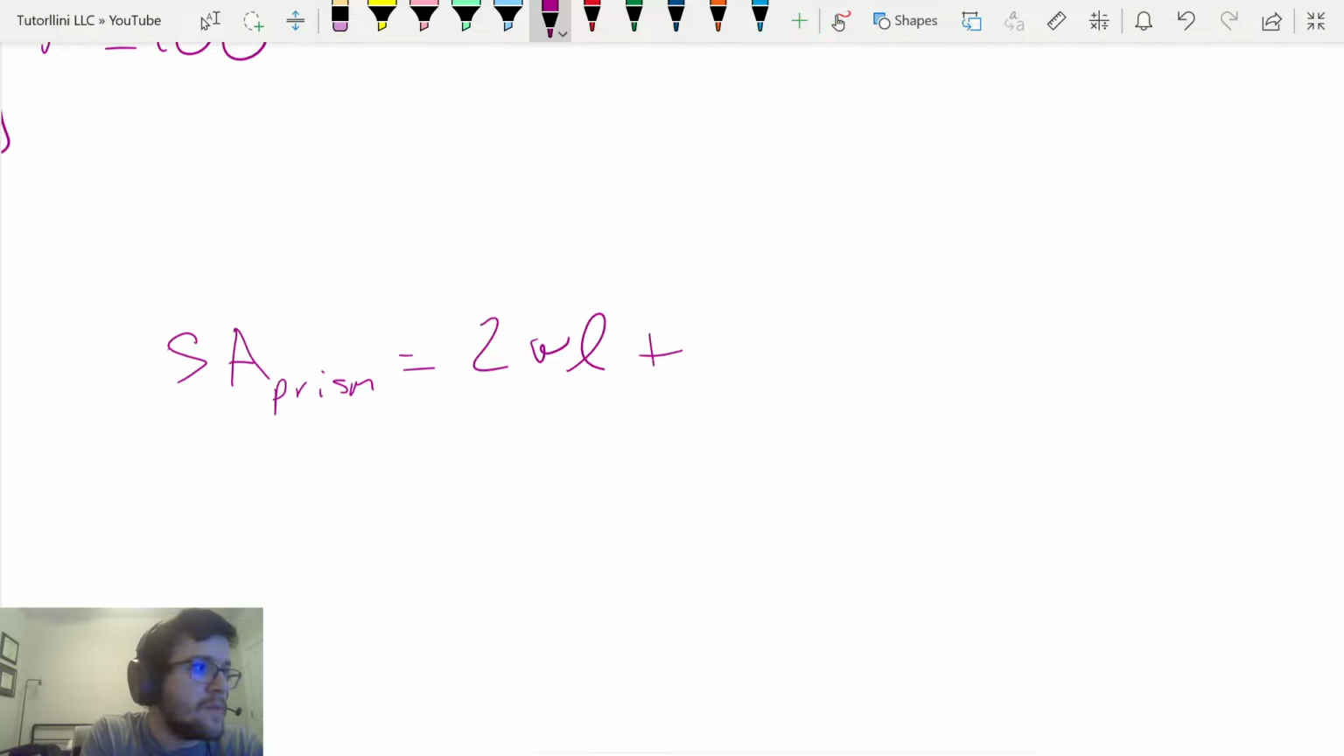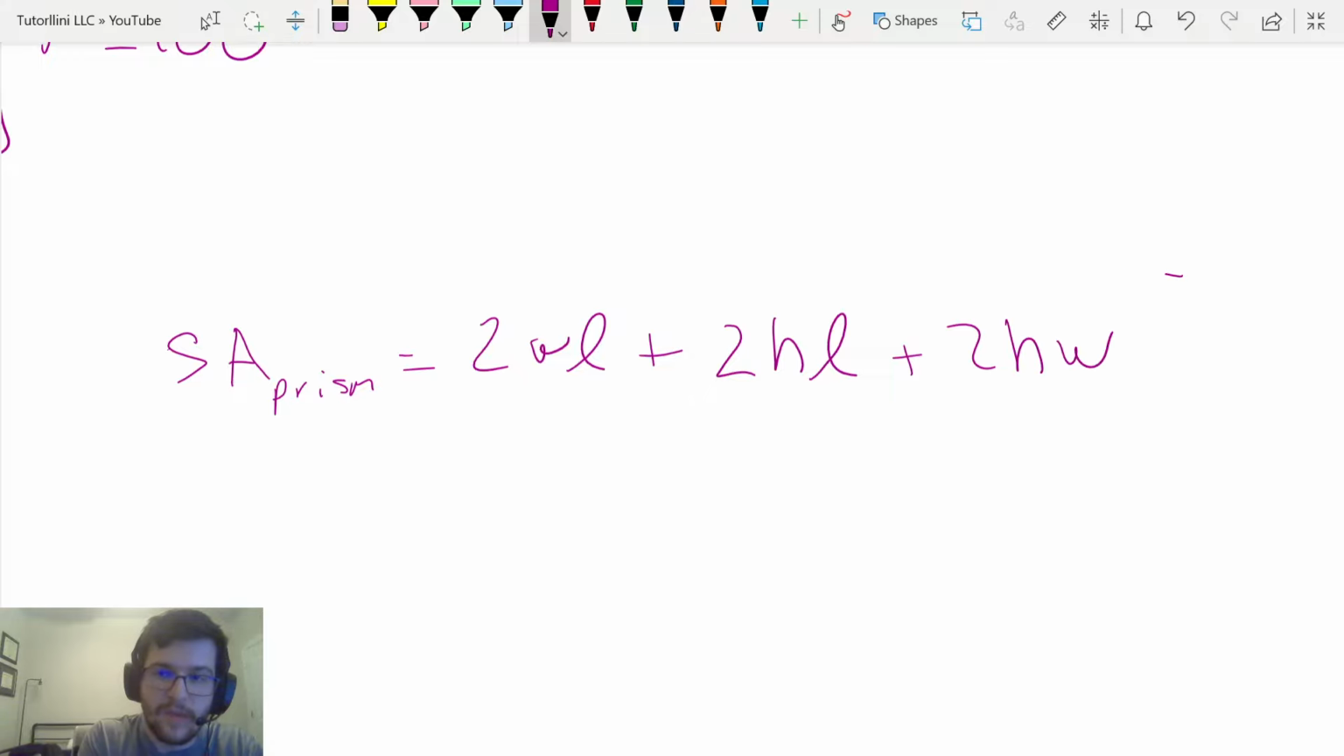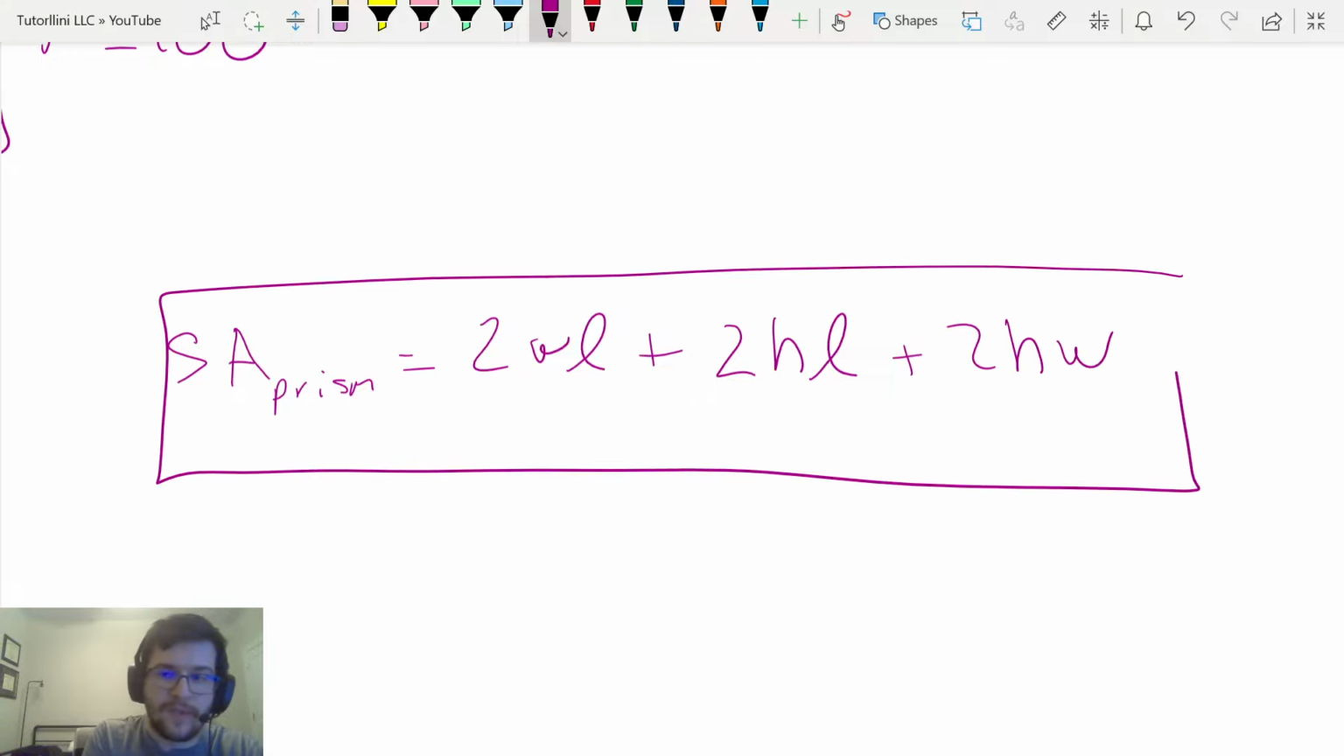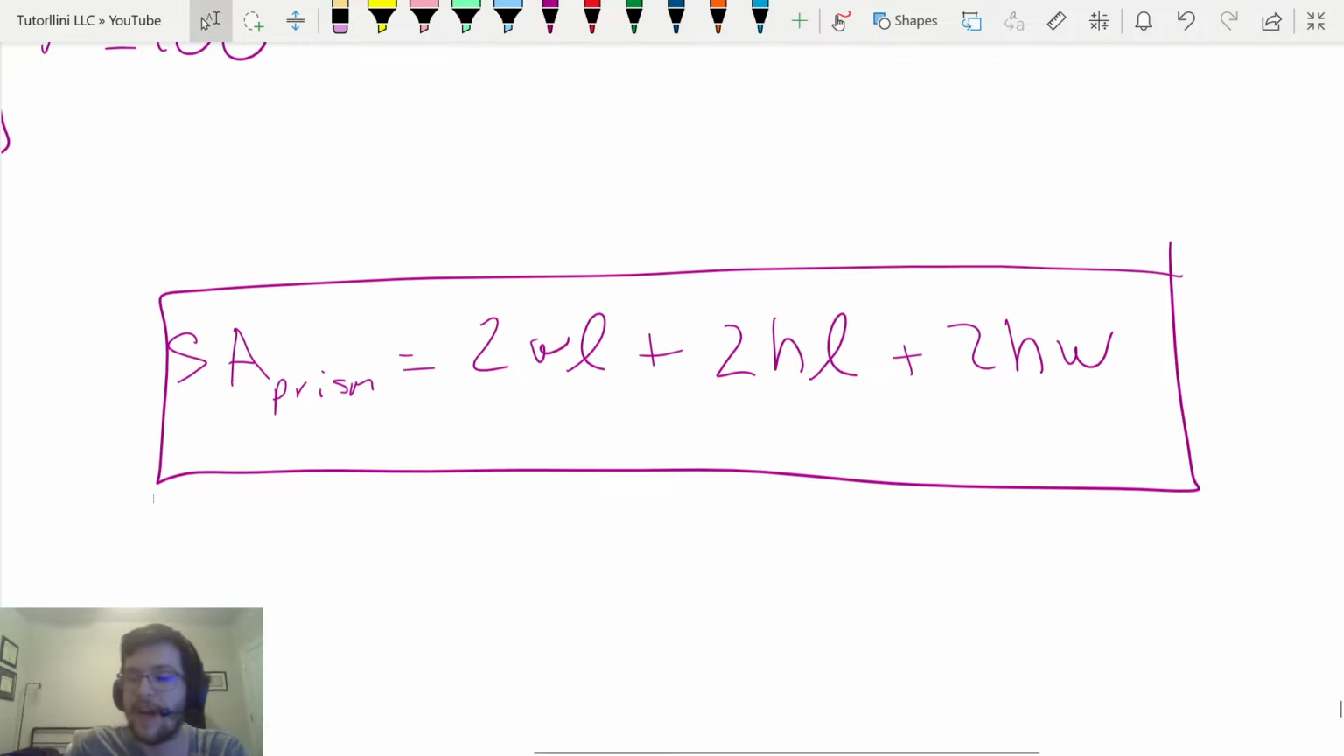So it's 2WL plus 2HL plus 2HW. So you might want to just write that down and know that because I have seen this tested before, unfortunately. Surface area of a rectangular prism. Rectangular prism. Length, width, and height. So pause this video, write that down.